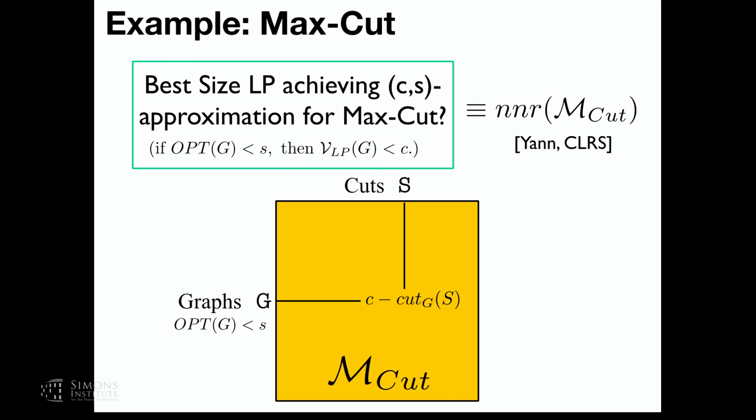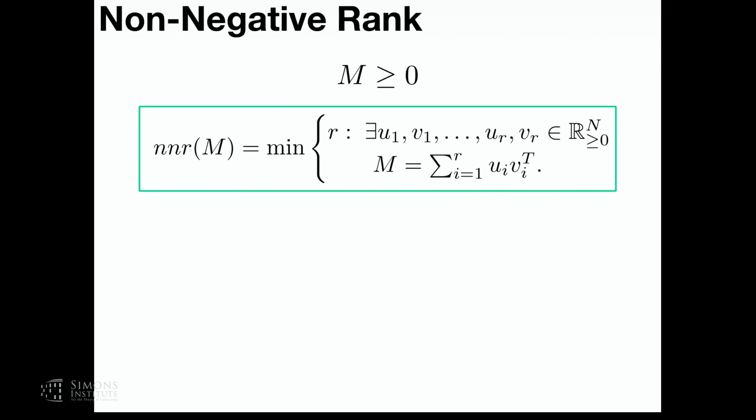First of all, we saw this definition already in Meka's talk, but let me introduce the definition again. So let's say I have a non-negative matrix M. Then the non-negative rank of the matrix is the min over all R such that I can write M as a sum of R rank 1 matrices, where the factors are non-negative. Okay. The usual notion of rank, except that you also impose the non-negative constraints on the vectors that are involved in the factorization.